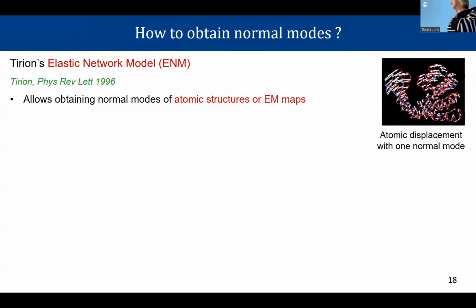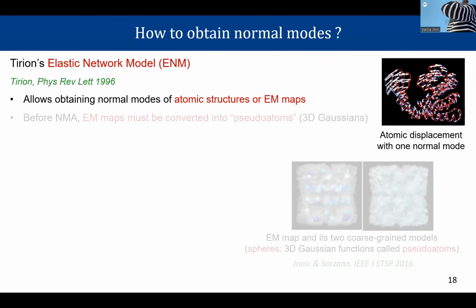The representation of one normal mode is given with these small vectors that displace the atoms of the blue structure to the red conformation. Each arrow is assigned to one atom, but this is just one normal mode. Like this, you have many modes.